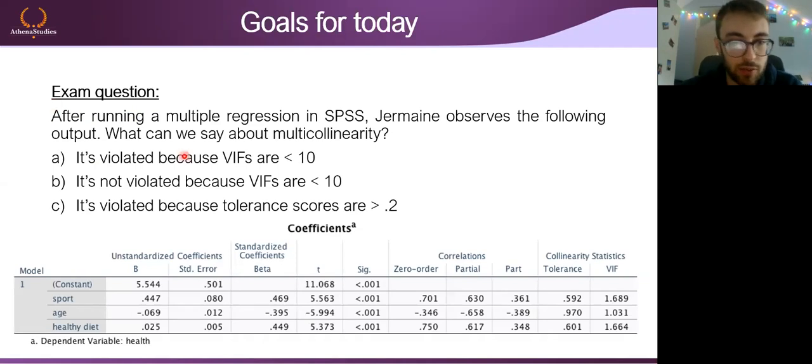Let's check if you understood this. After running a multiple regression in SPSS, German observed the following output. What can we say about multicollinearity? He used three predictor variables: sport, age, and healthy diet. And here we have the collinearity statistics.